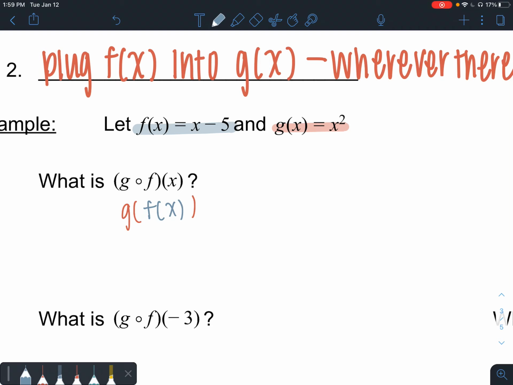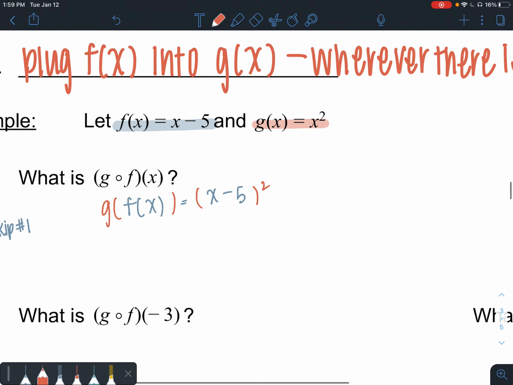On this one, we're going to skip step 1 because we can't evaluate. I'm just going to jump in. My g of x is x squared, so something squared is g of x. And then I'm going to plug my f of x into that, so my x minus 5 goes inside those parentheses. Here's my f of x, and here is my g of x.